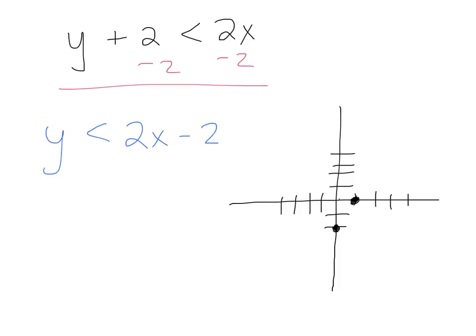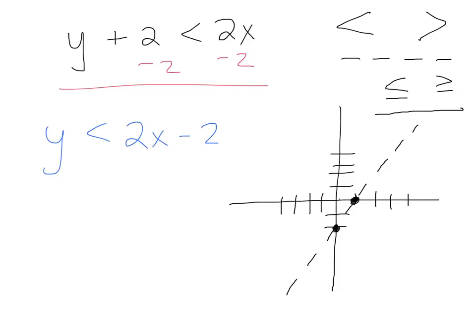Be careful here. When you have an inequality symbol that's strictly less than or strictly greater than, your line will be dashed. If you have an inequality that's greater than or equal to, or less than or equal to, your line will be solid. And it'll become obvious in a second why that's the case. So these are 2 points on your line, and since we have strictly less than, we're going to graph our line with a dashed line.